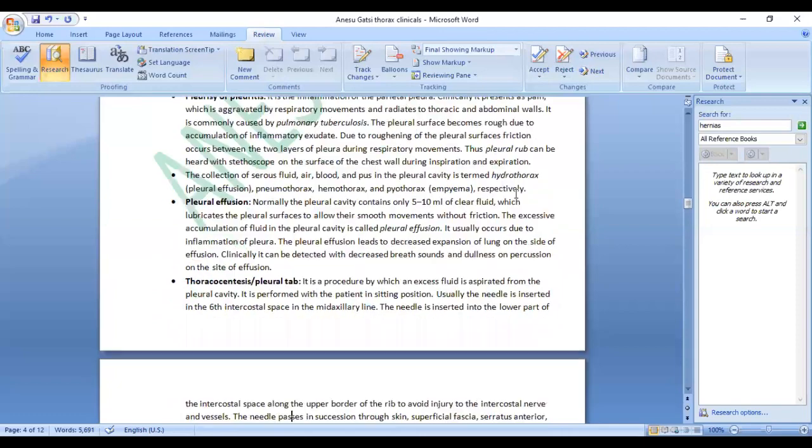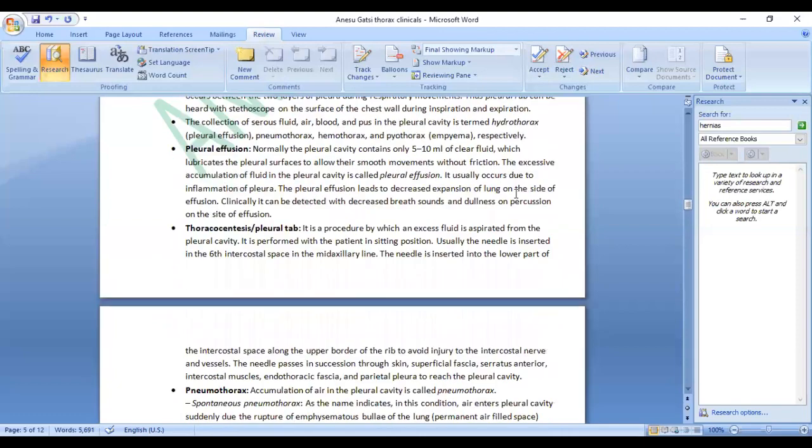Then you have what is known as a pleural tap or thoracocentesis, which is a procedure by which we aspirate excess fluid from the pleural cavity. So that's when you have pleural effusion. And earlier on we said that the needle is inserted into the 6th intercostal space in the mid-axillary line.